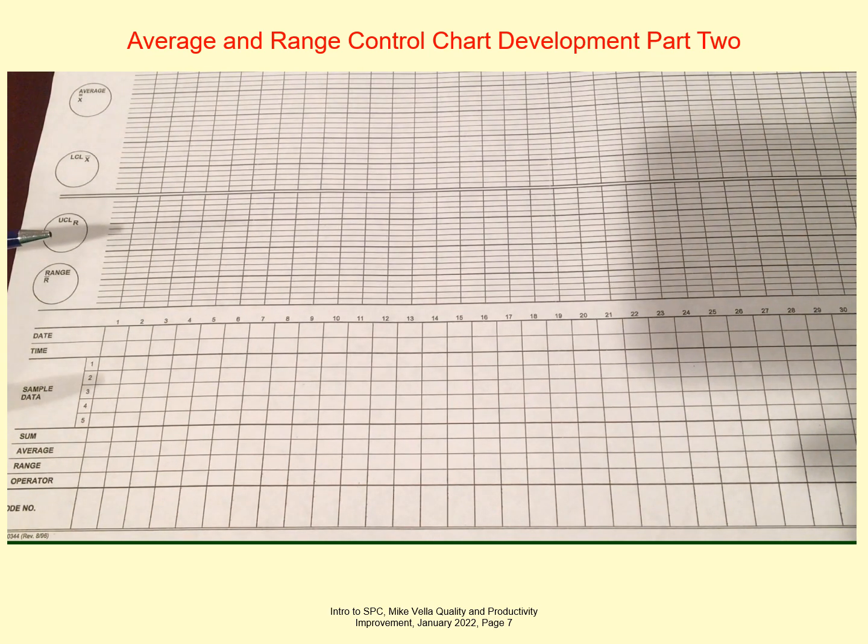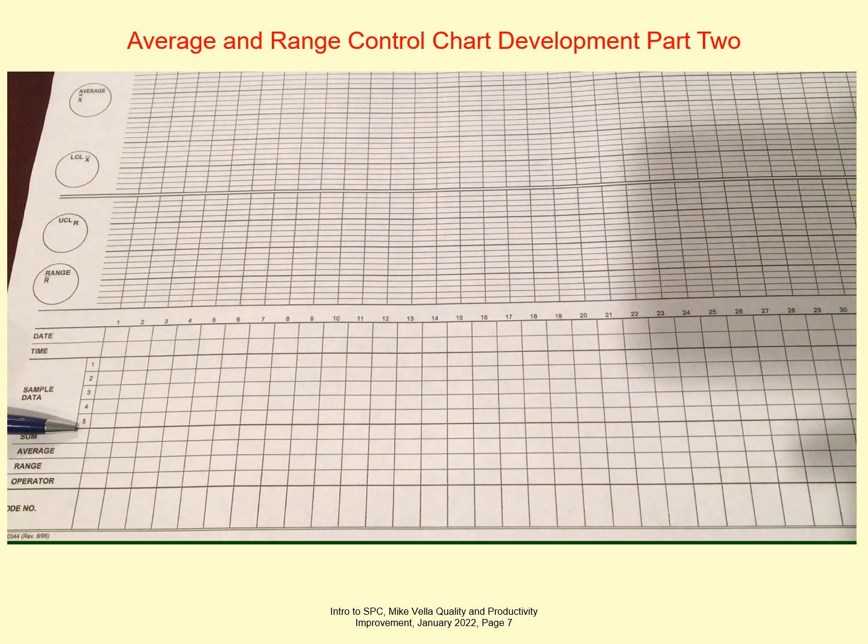Now, the number 5 is nothing sacred. We'll talk about this in another one of our practical problem-solving modules. We'll be talking about rational subgroups. But a subgroup of 5 is, in this case, very cheap to take, and it's fairly quick. So we're going to use 5. We'll talk about why we're doing that maybe in another module.